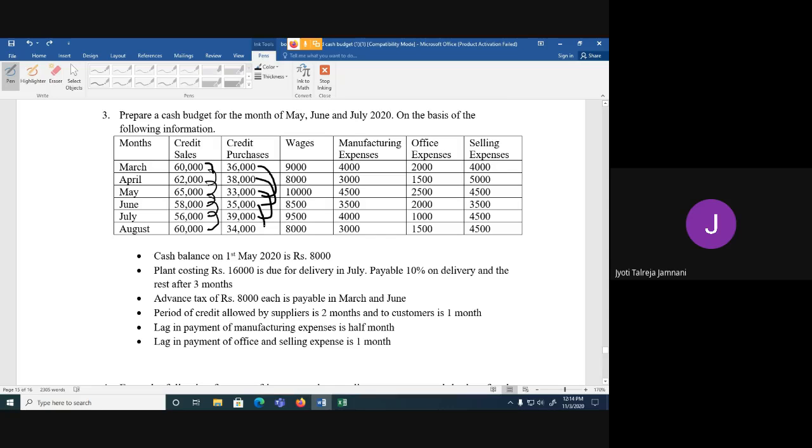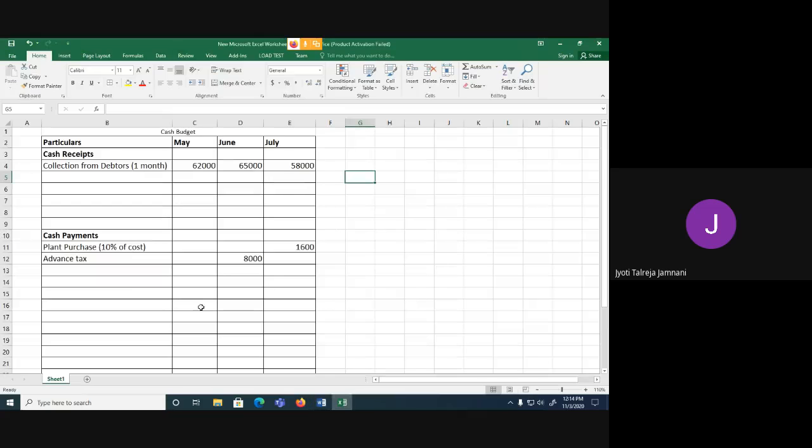Okay, so this June is paid in August. So now we have to see what we are paying in May, June, July. So March, we are paying it in May. So 36,000 of March. So here you write payment of purchases. March 36,000 we are paying it in May.